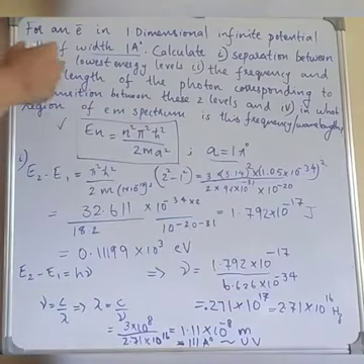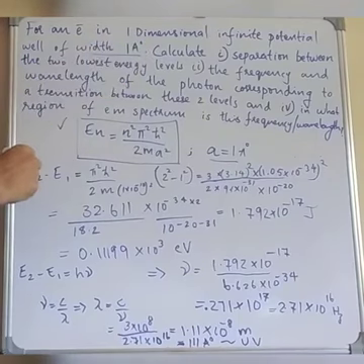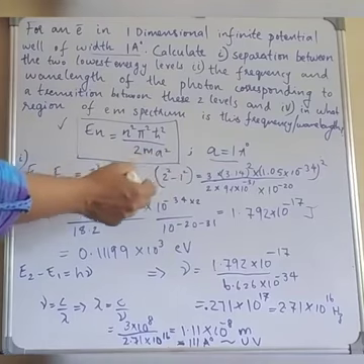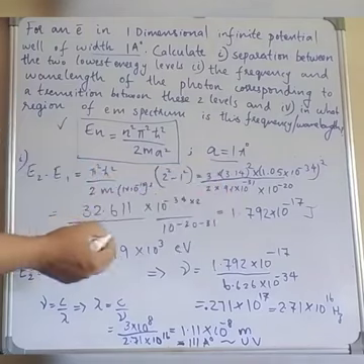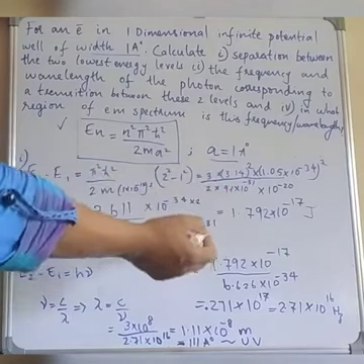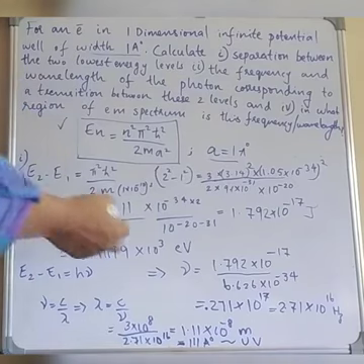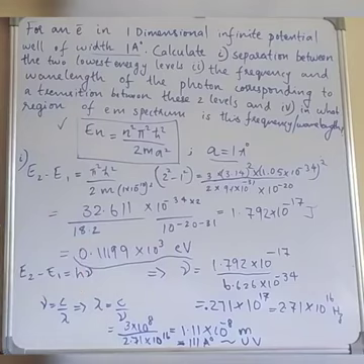We have to find the difference between the lowest energy levels. So, give n equal to 2 and n equal to 1, and take the difference. So, we have 2 squared minus 1 squared, that is 3. Apply all the values, and we have 1.792 into 10 raised to minus 17 joules. If we convert it into electron volts, this is the corresponding value.